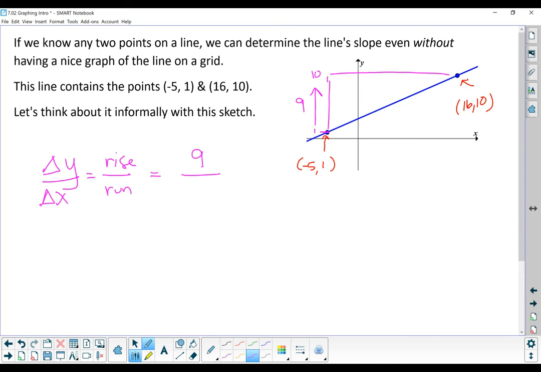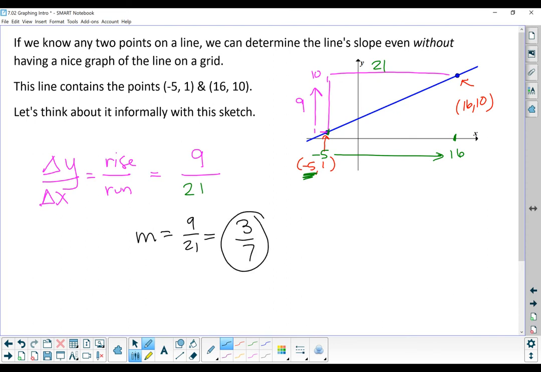And now we just need to know how far over it went. Well, it's starting at a horizontal distance of -5, and it's going all the way over to 16. Whoops, I wrote negative, but I meant 1. So it's from -5 over to 16. Well, that's a distance of 21. So our slope is 9 over 21, which is, let's see if we can reduce that fraction. We've got some factors of 3 in there, so that's 3/7. So our slope is 3/7.